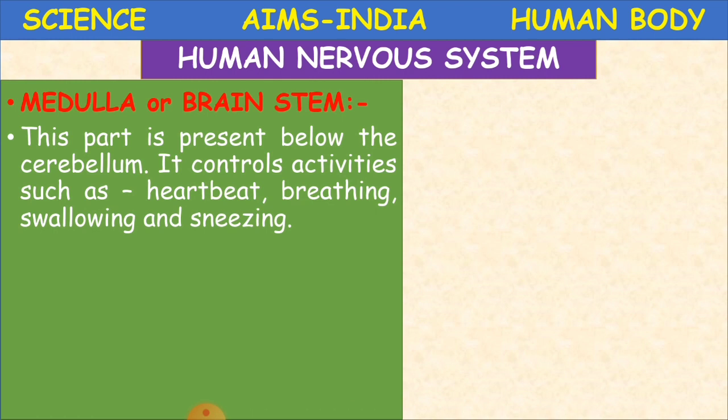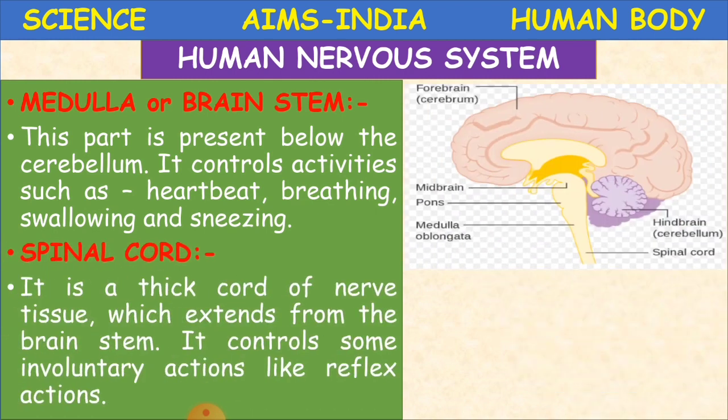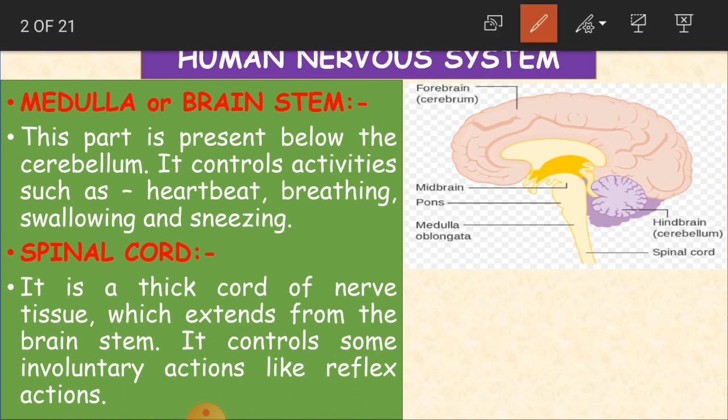Now we'll talk about the medulla or brain stem. What is it, children? Medulla or brain stem. This part is present below the cerebellum. It controls activities such as heartbeat, breathing, swallowing and sneezing.